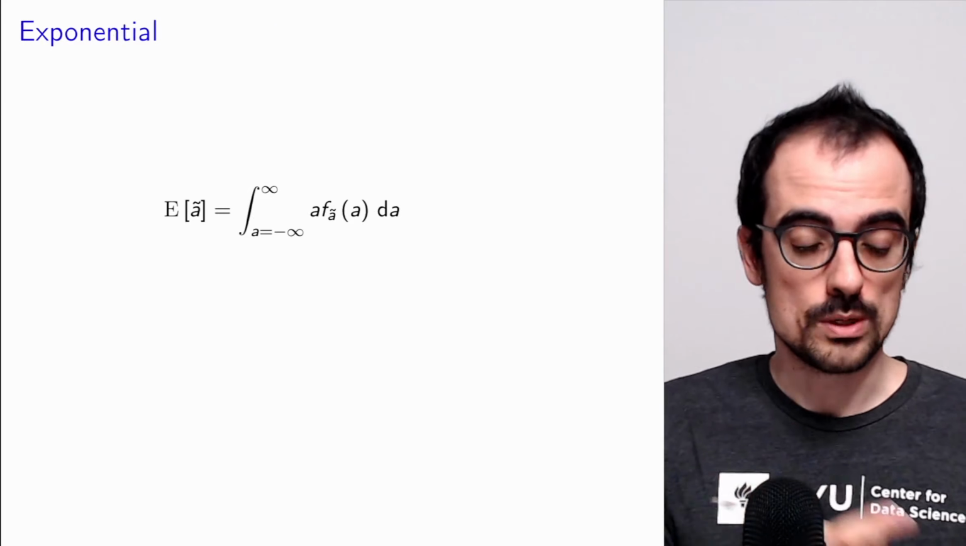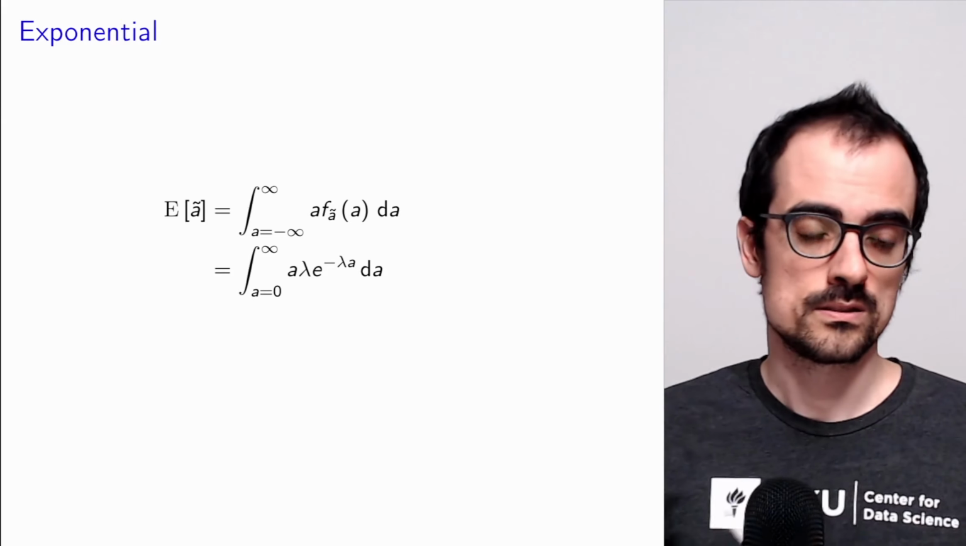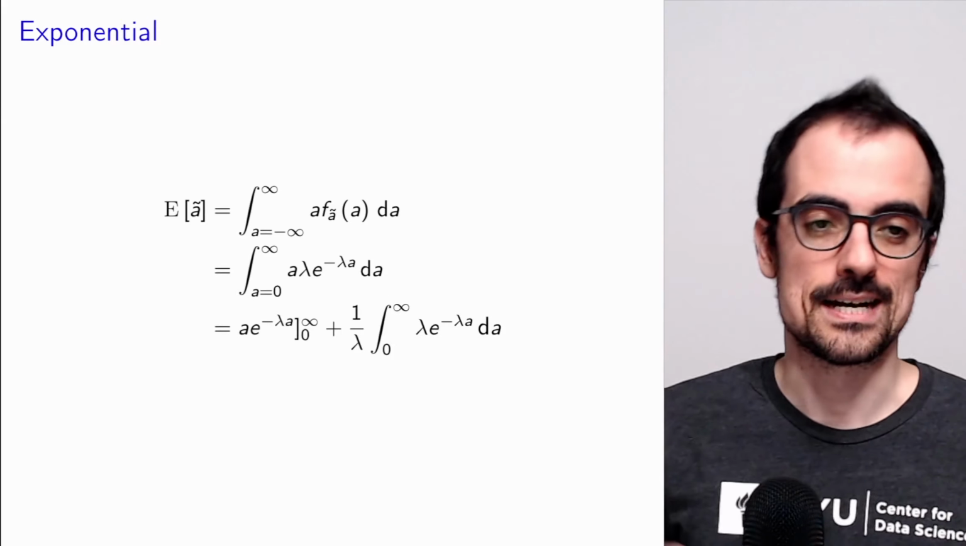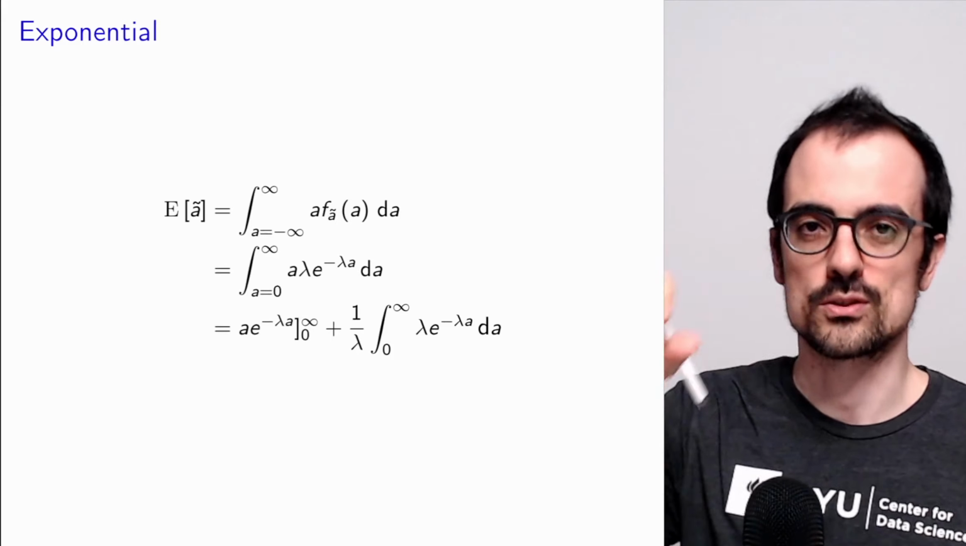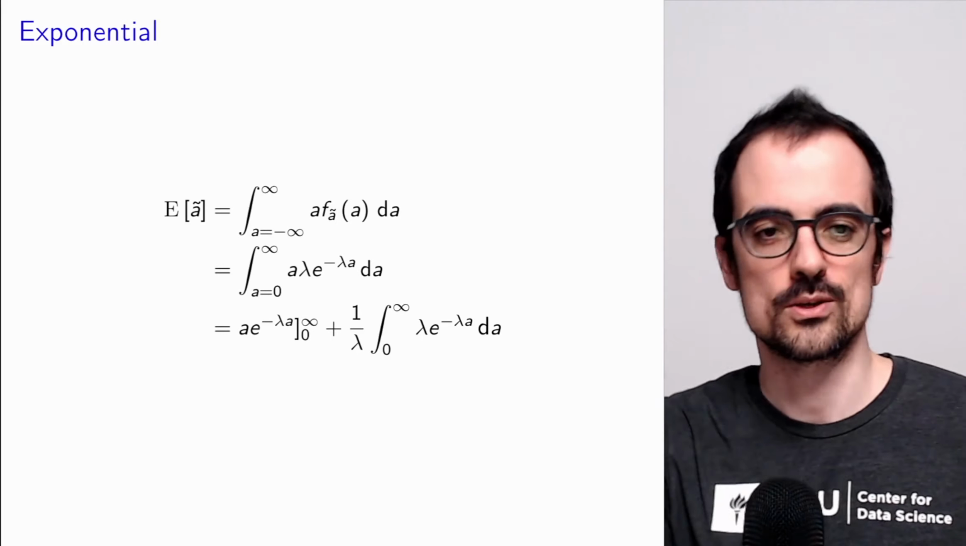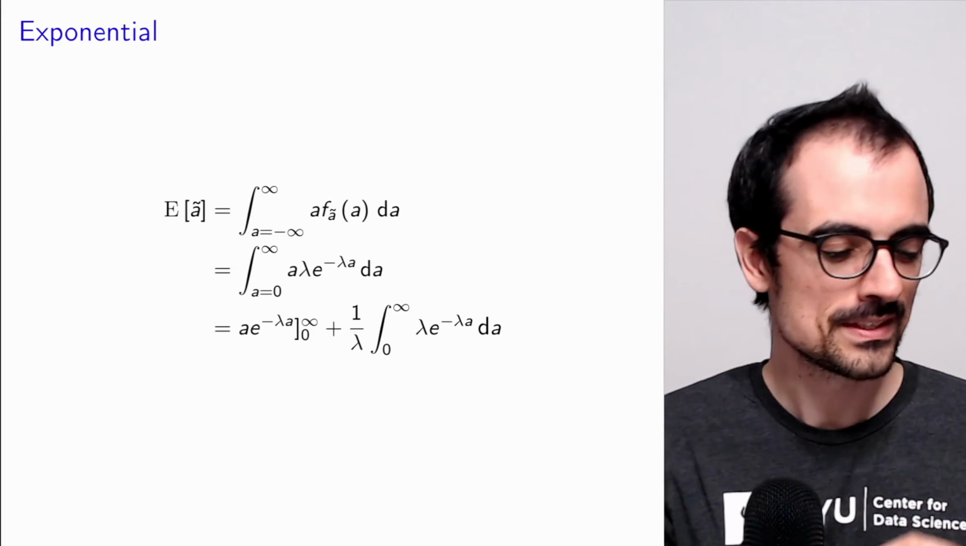For the exponential, we plug in the exponential PDF, and now we integrate by parts. As usual, when we integrate by parts, we separate the function into a product of two parts. One we differentiate, the other we don't. Here, I guess it's just easier if you do it by hand.